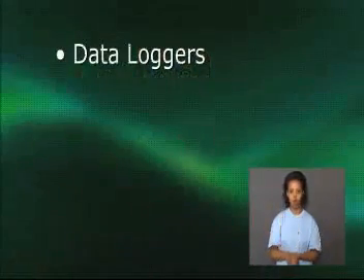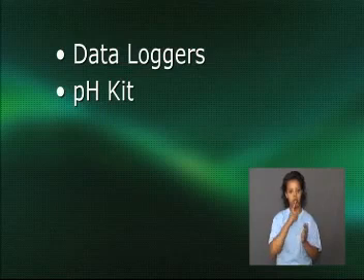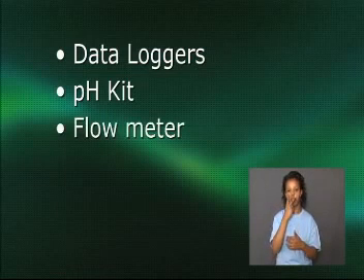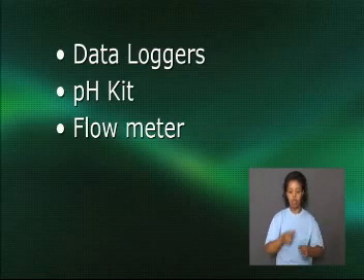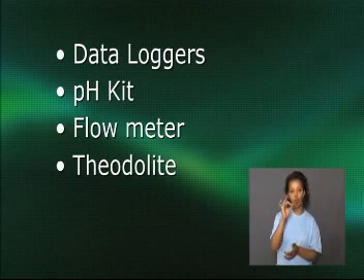A few other common tools that biologists use are data loggers. These are used to record information. pH kits are used to measure the pH balance of soil or water. A flow meter is a tool used to measure the rate of flow of water. A theodolite is a tool used to measure the height of trees or of slopes in an area.